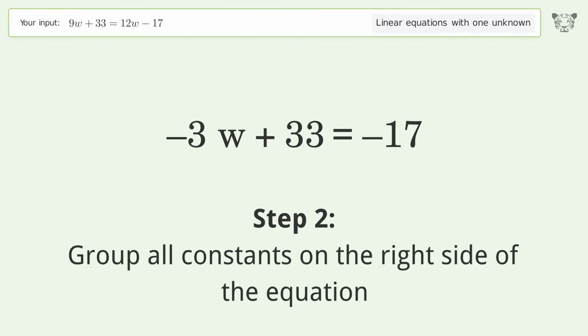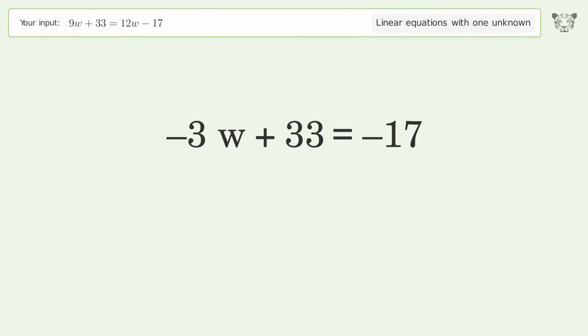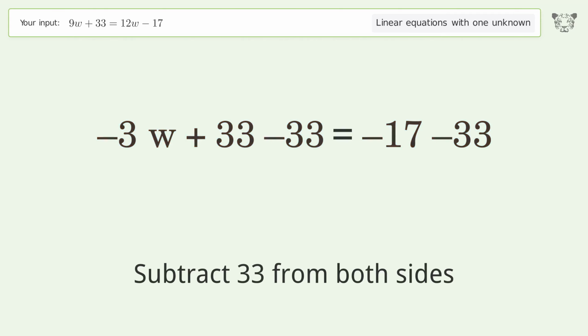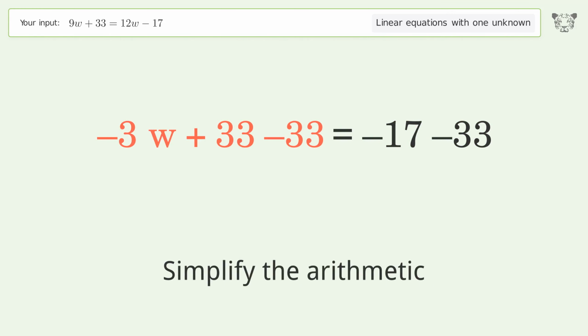Group all constants on the right side of the equation. Subtract 33 from both sides. Simplify the arithmetic.